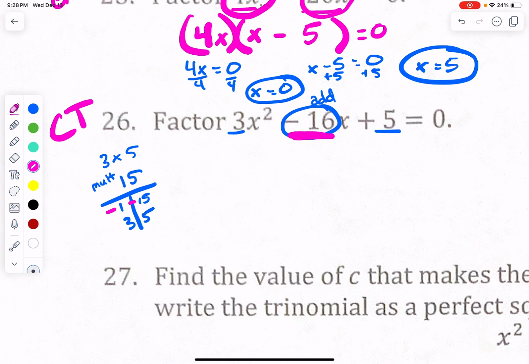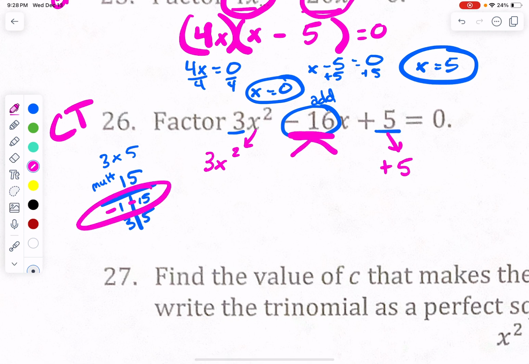All right, so when I write this out, 3x squared just comes straight down, and the plus 5 is going to come straight down. But this 16 is going to break into these two pieces, which is minus 1x minus 15x. If I put those two together now, I would get minus 16. And then I factor by grouping. So I group these two and group these two.